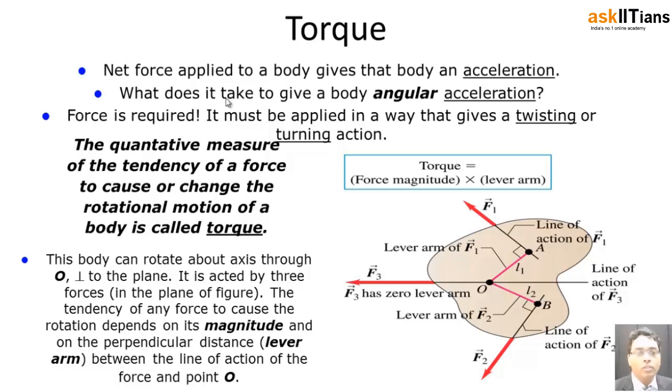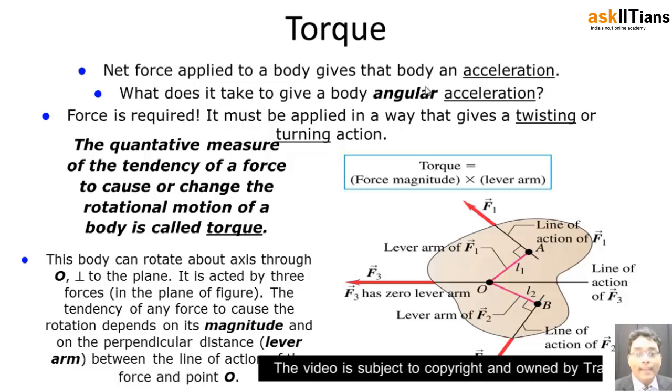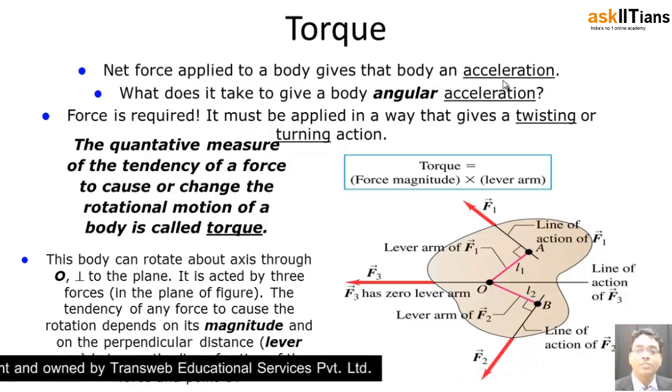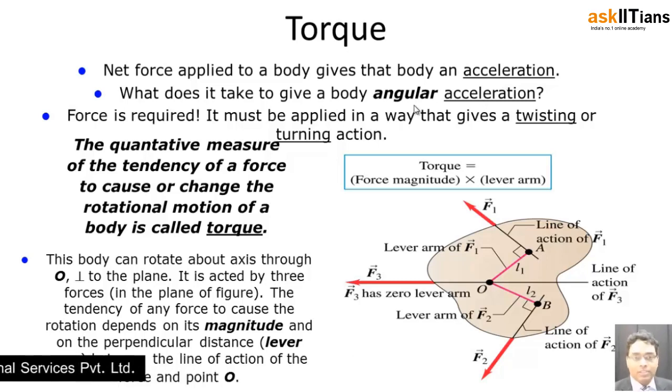So torque is nothing but the net force that is applied to a body that gives the body an acceleration. Here, when we say acceleration, we are talking about an angular acceleration. Okay? So what we need to understand is that we need the force. When we say that the force is required, it must be applied in such a way that it gives the body a twisting or turning action. That is what is meant by torque.